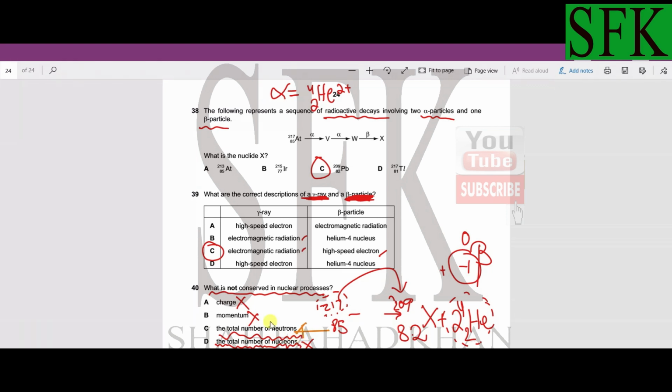Total number of neutrons. Neutrons can vary, because in beta decay a neutron decays into a proton and an electron. So yeah, the neutron number can change. So it's not conserved. So answer option C is the correct one for 40.